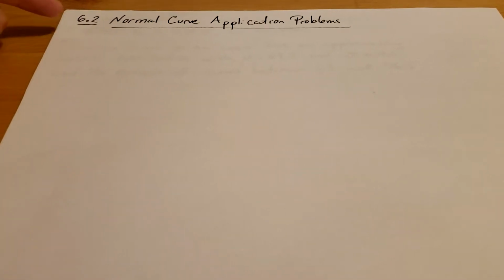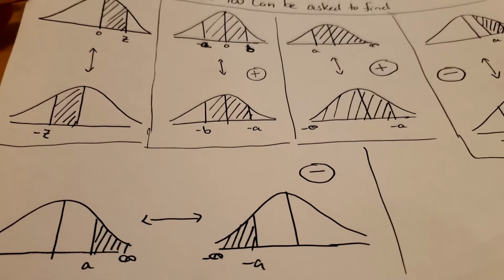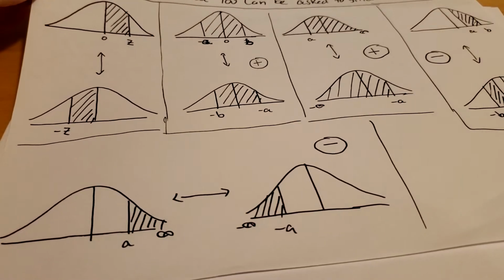Section 6.2 is on normal curve application problems. These problems are very similar to the problems that we had in the last section, except these problems are not about standard normal curves. They're about normal curves with different means and different standard deviations. At the end of the day, all of the problems are going to boil down to ones exactly like these that we saw in the last video. There's just a few extra steps that we have to take to get there.